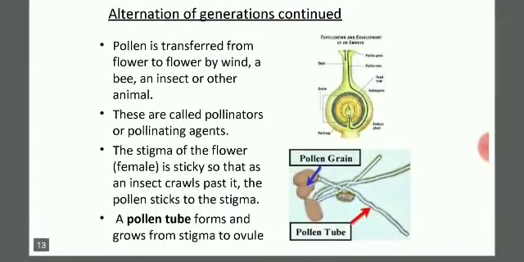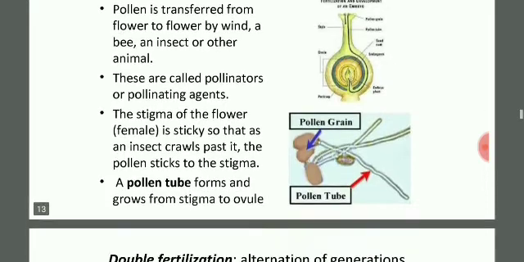Pollen is transferred from a flower to flower by wind, a bee, or another insect or other animals. And these are called pollinators or pollinating agents which help to pollinate the flower. And the stigma of the flower, stigma was female part of the flower. And this stigma is very sticky. So when the insect crawls past it, the pollen sticks to the stigma. And then pollen tube forms and grows from stigma to ovule.